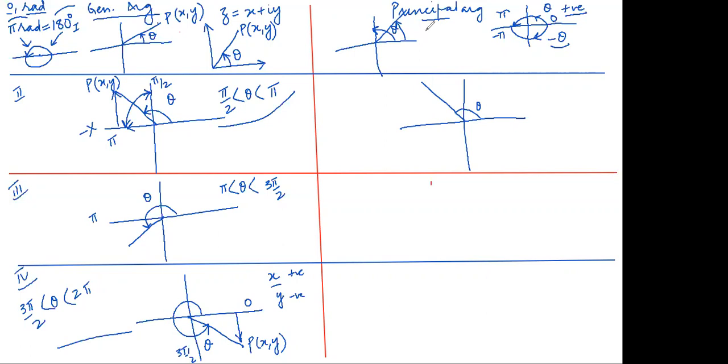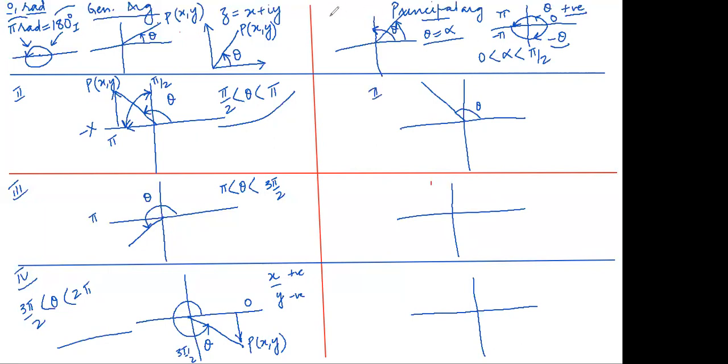And I assume theta is equal to alpha. I define one more angle as alpha. And alpha is strictly more than 0 radian and less than pi by 2. Alpha is strictly in the first quadrant. For all the four quadrants, I will define alpha being in the first quadrant only. Remember that. So this is my theta in the second quadrant, and this is my first quadrant.